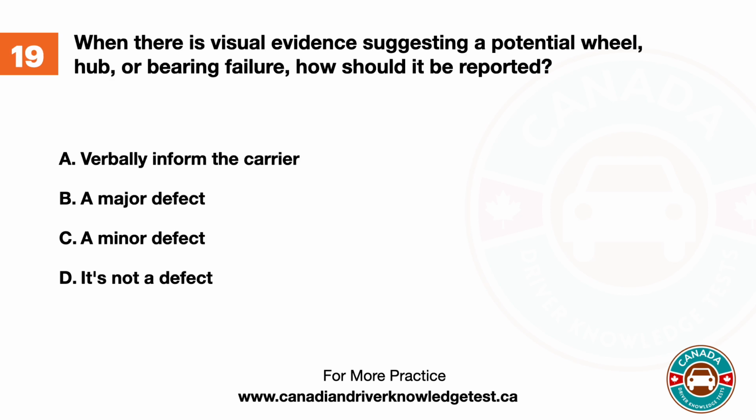Question 19. When there is visual evidence suggesting a potential wheel, hub, or bearing failure, how should it be reported? A. Verbally inform the carrier. B. A major defect. C. A minor defect. D. It's not a defect. The answer is B.